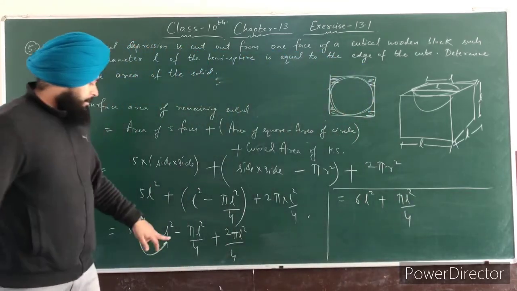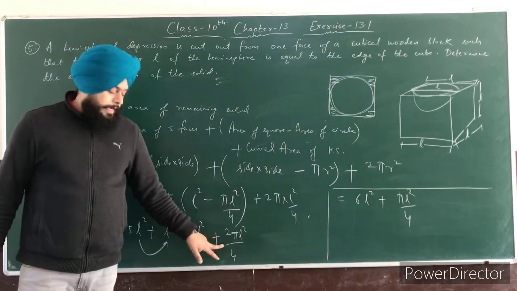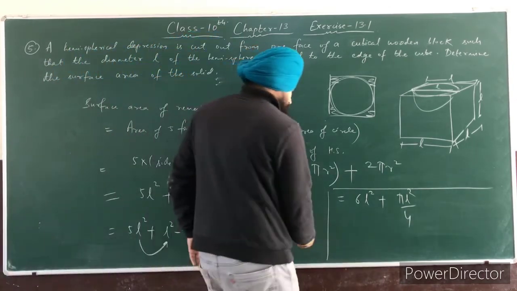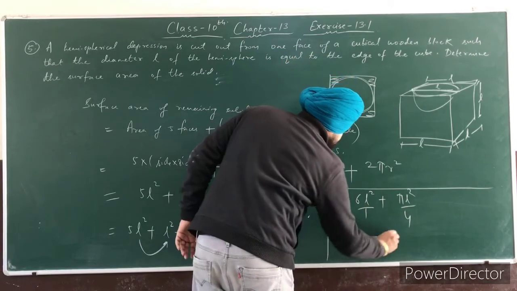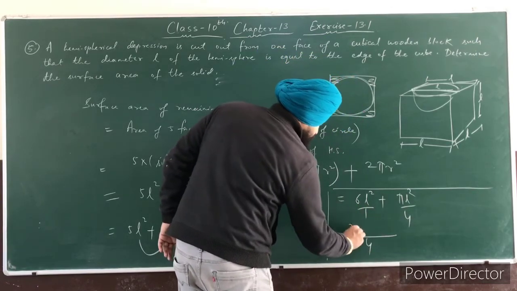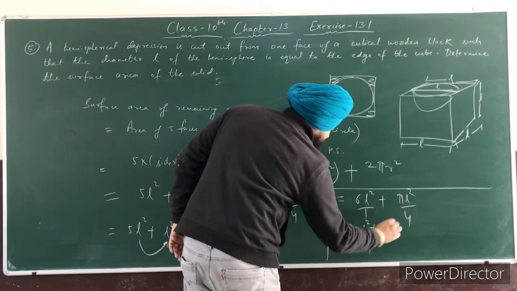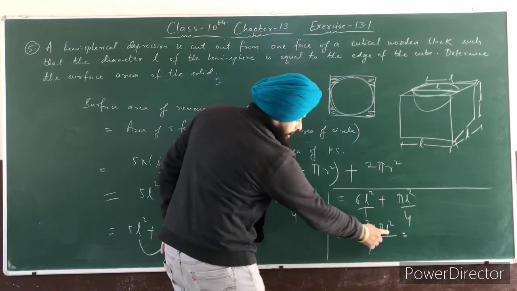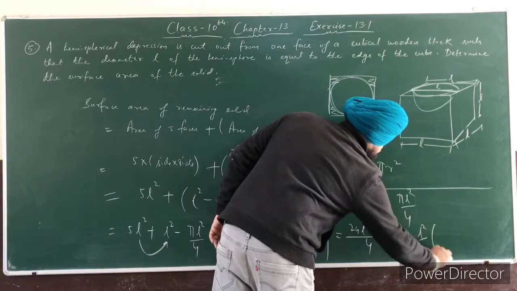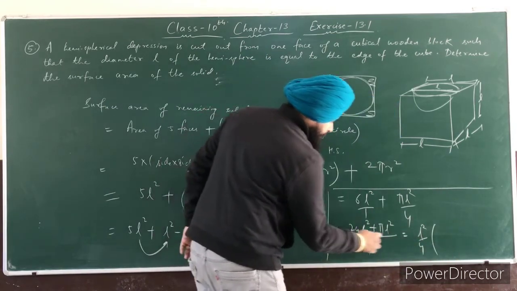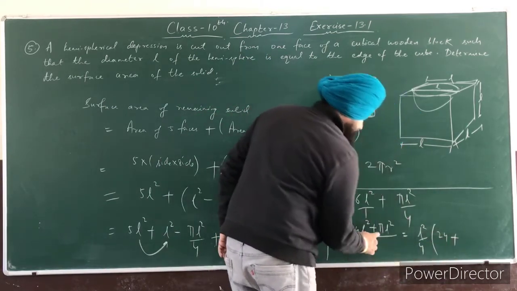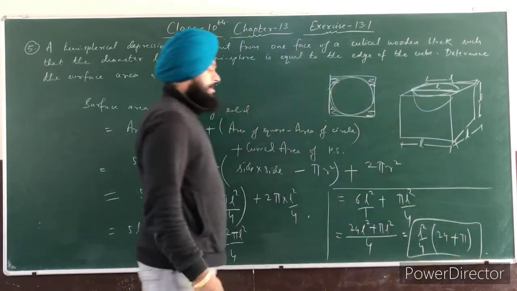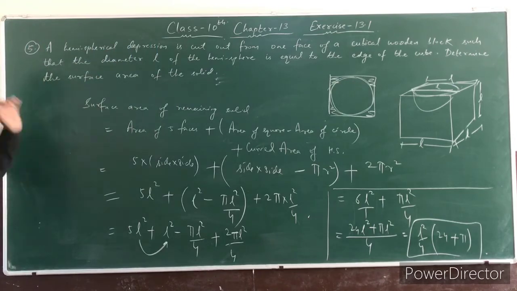And which one is greater, 1 or 2? 2 is greater. So the sign is plus. You can put here a positive sign. Now take the LCM. LCM is 4. 4 times 6 is 24 L square plus pi L square. Now you can take common. Common is L square over 4. So what is left here? 24 plus pi. So this is the answer of this question number 5.